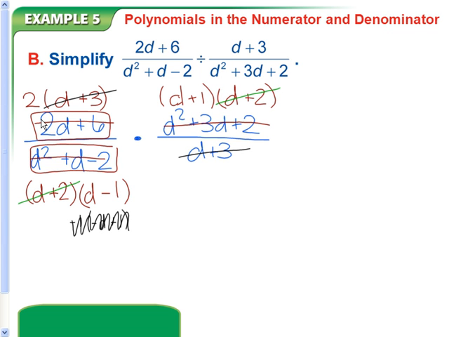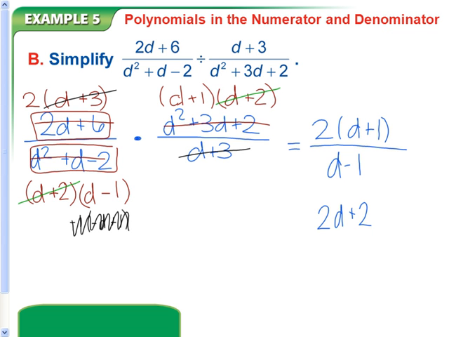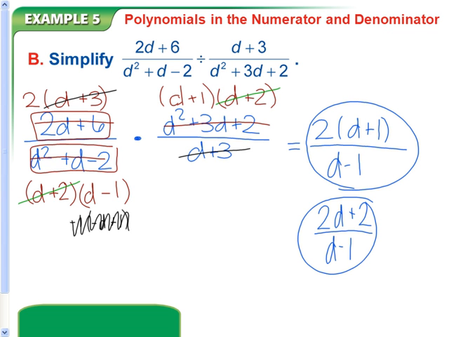So what's left over then? In the numerator, we have a 2 and a d plus 1. And then in the denominator, we just have a d minus 1. And you could write your answer like that, or the answer may be given as a 2 distributed in. On your homework, I'm fine with you doing it the first way here. But you have to recognize that on a test, it may possibly be given the other way as well.